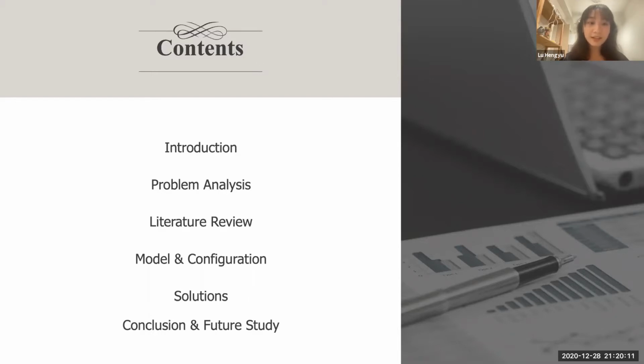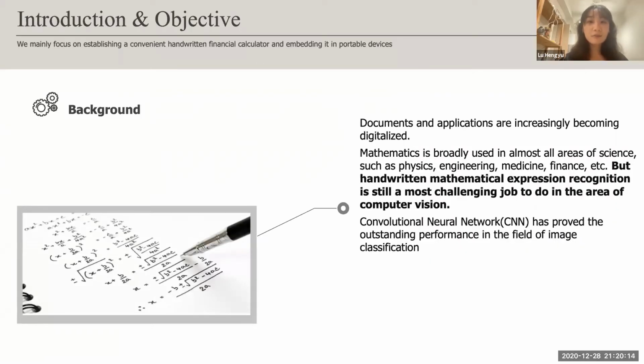Documents and applications are increasingly becoming digitalized, while handwriting mathematical expression recognition is still a most challenging job to do in the area of computer vision. Meanwhile, the CNN algorithm can be regarded as a good method in the field of image classification. Our group would like to apply CNN to complete image recognition tasks so that we can create a handwriting financial calculator.